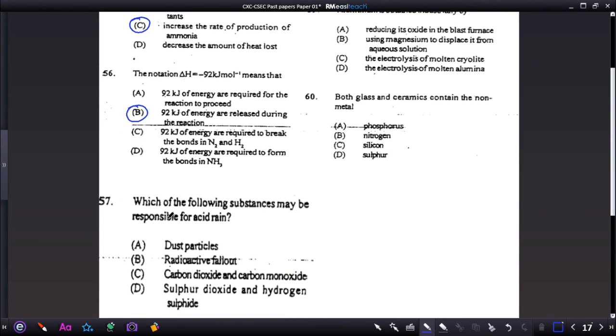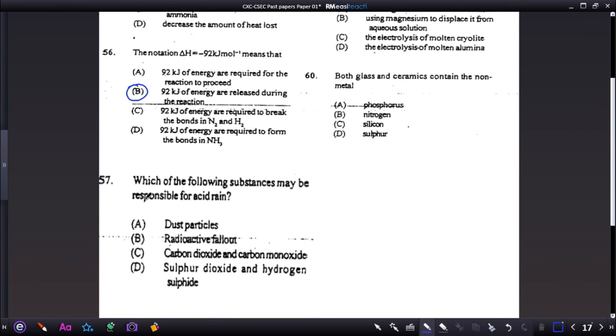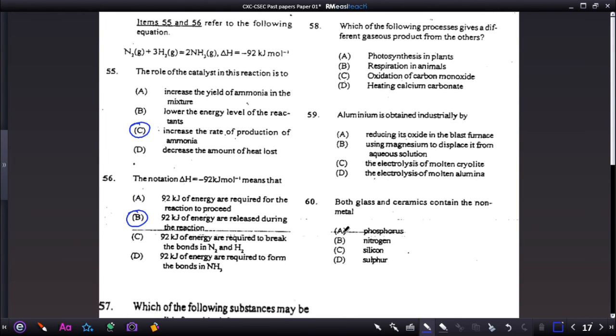57. Which of the following substances may be responsible for acid rain? Sulfur dioxide and hydrogen sulfide. 58. Which of the following processes gives a different gaseous product from the others? Photosynthesis releases oxygen along with glucose. Respiration is the reverse of photosynthesis, so carbon dioxide is produced. Oxidation of carbon monoxide would produce carbon dioxide, and heating calcium carbonate would also produce carbon dioxide. So the only one that produces oxygen is A.